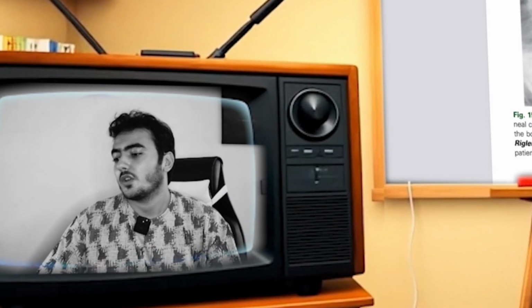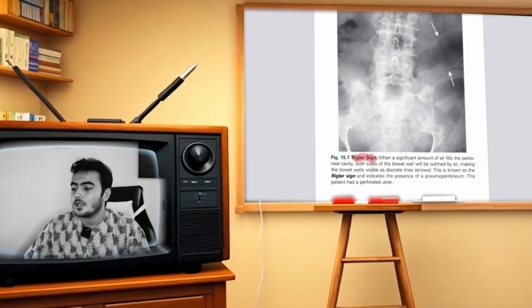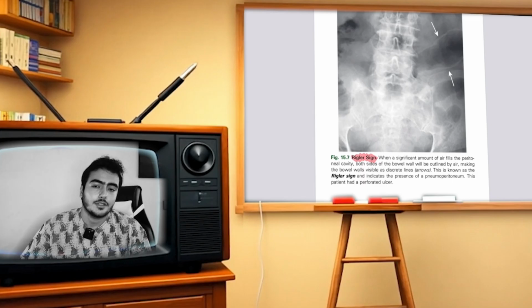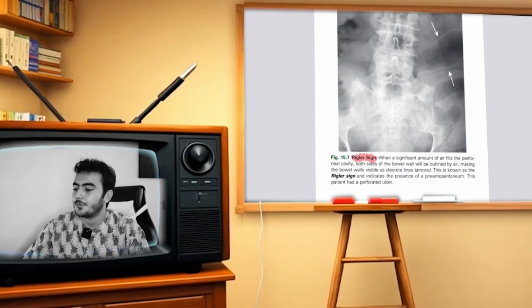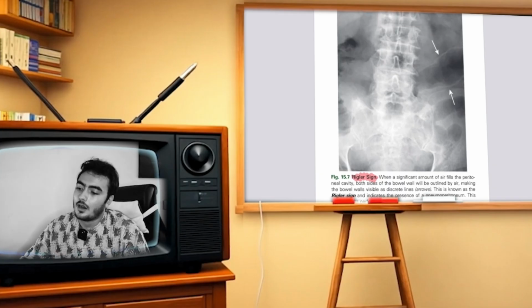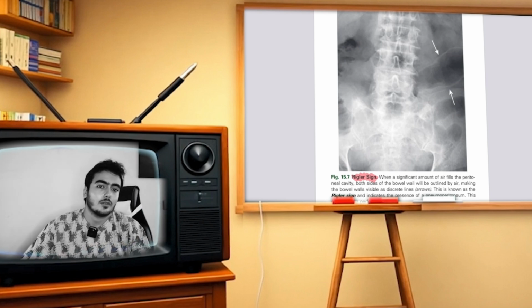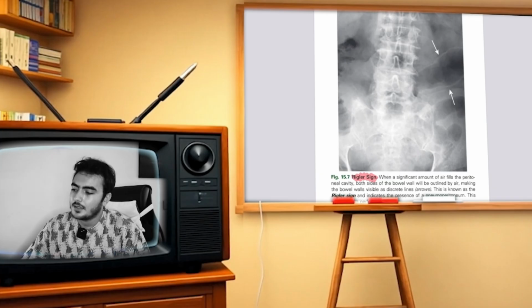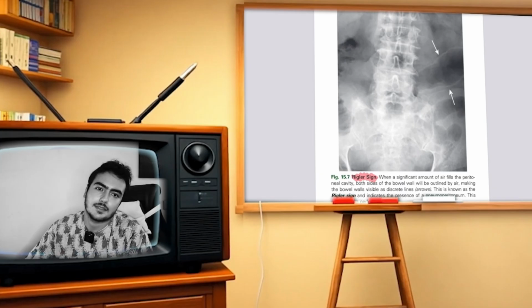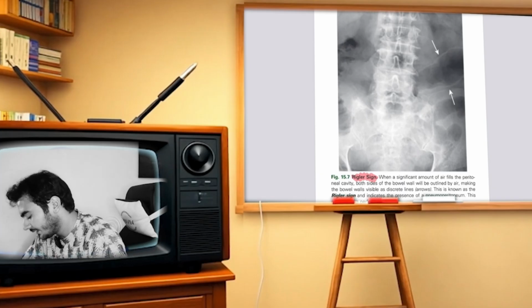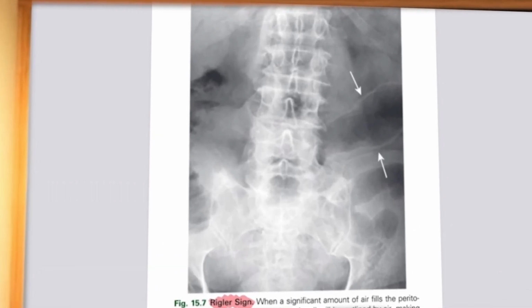Here's a really important sign, the Rigler sign. Normally, we can only see the inner wall of the bowel. The outside is surrounded by soft tissues with similar density. But when there's air in the peritoneal cavity, it surrounds the outside of the bowel, so both sides of the bowel wall become visible. It's like the bowel wall gets outlined by air on both sides, and that's the Rigler sign. You can see in this abdominal X-ray, we can see both sides of the bowel wall here.